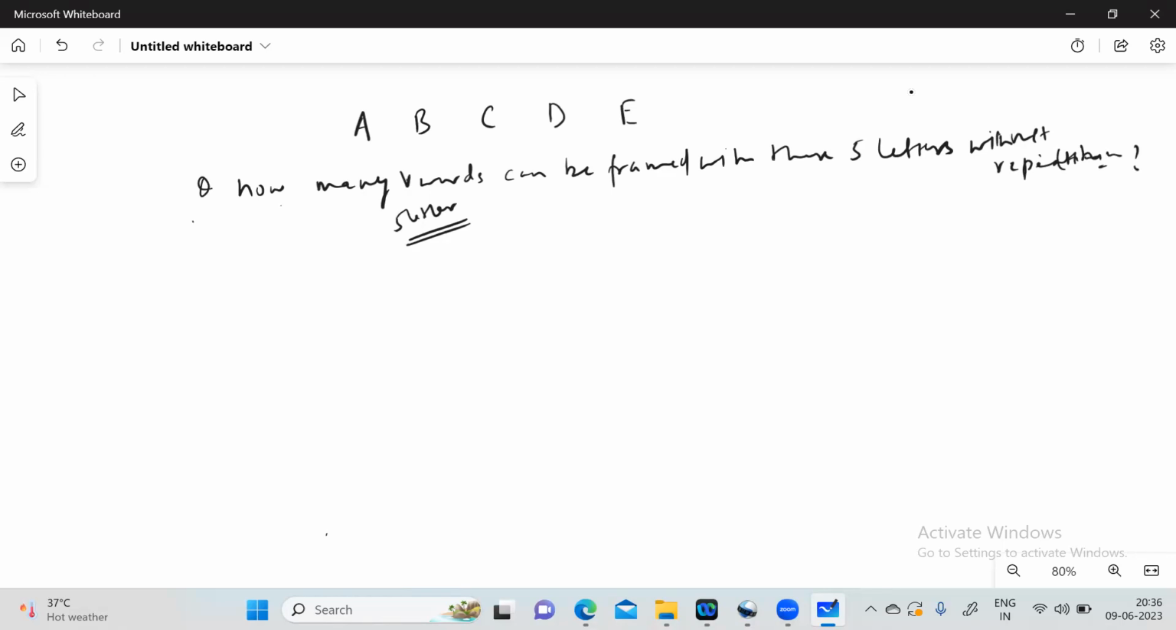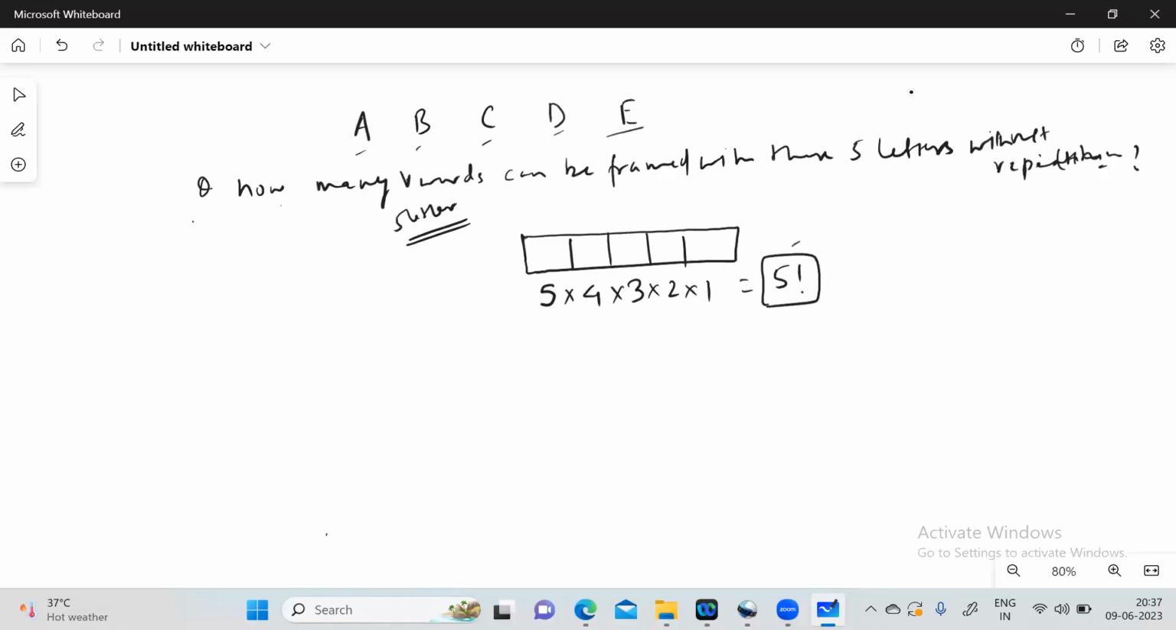So the last time I have already discussed that you can approach it like you have five places and you have to fill all these five places with these five letters. For the first place, you have five options. For the second place, you have four options. For the third place, you have three, then two, then one. So the total number of options is 5 factorial. Okay. So is it clear to everyone? Yes, sir.